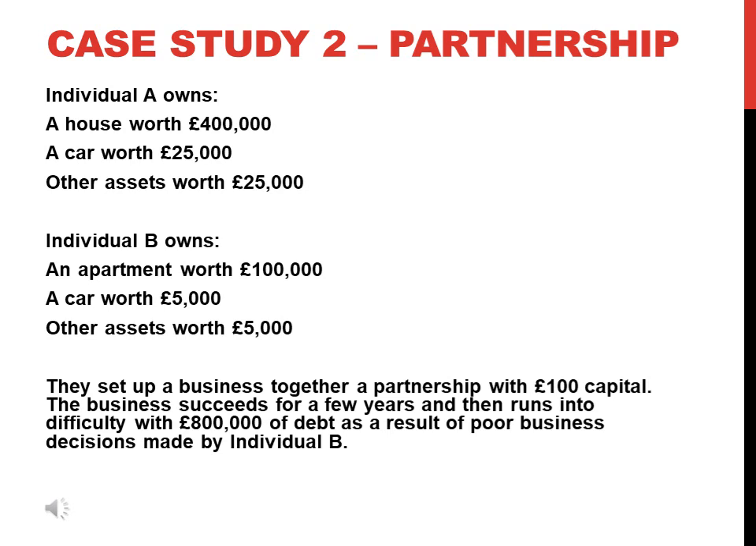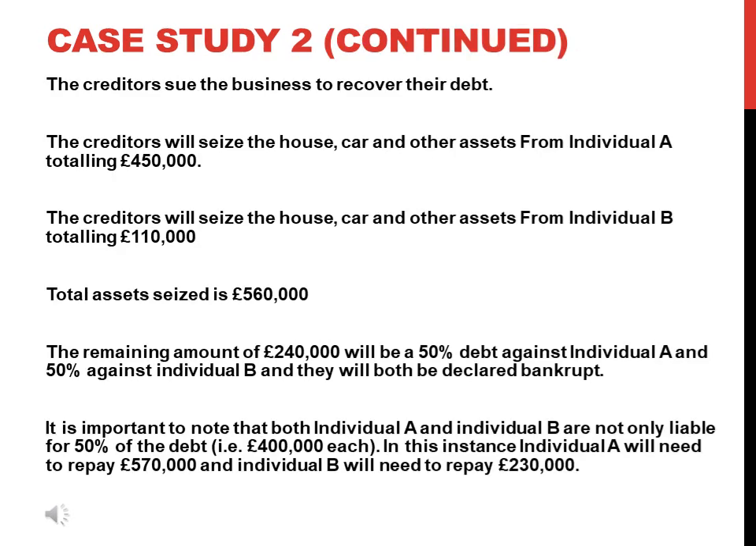The business succeeds for a few years and then runs into difficulty, and again £800,000 worth of debt, as a result of poor business decisions made by individual B. Now again, because the debt is so large, the creditors sue the business to recover their debt. And what will probably happen is the creditors will seize the house, the car and other assets from individual A, totaling 450,000. The creditors will seize the house, the car and other assets from individual B, totaling 110,000. So the total assets seized is 560,000.